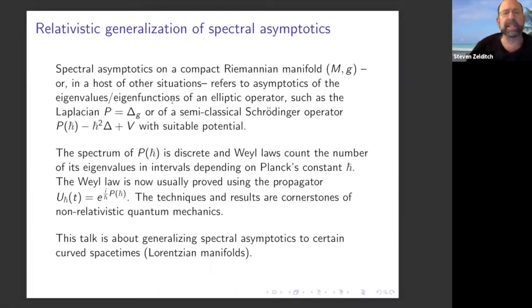Okay, so in this slide, I'm just repeating what I just said in a somewhat different way. You know, the Weyl law, we use the propagator. I forgot to put the T in here, but we use the propagator, and that's clearly non-relativistic because it involves a distinguished time variable. So the question is, how can you do spectral asymptotics in the relativistic setting?